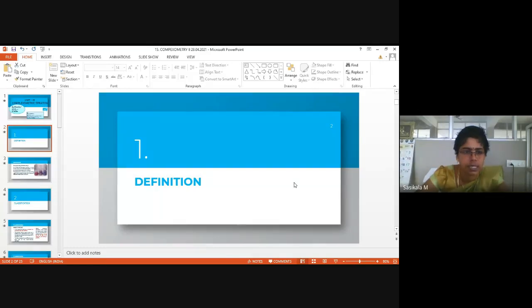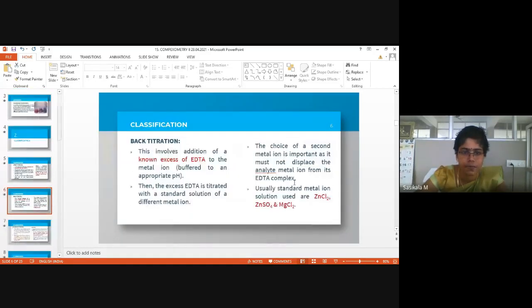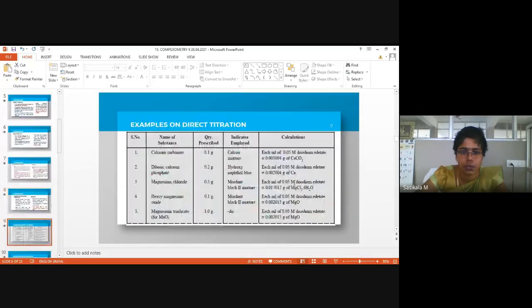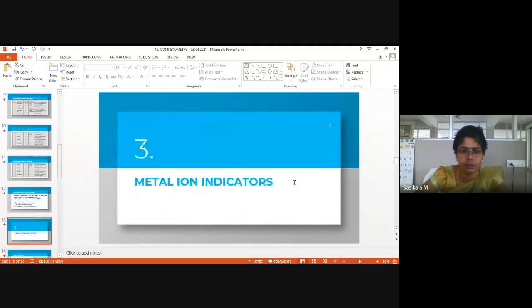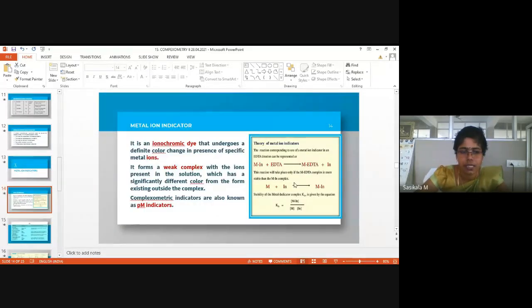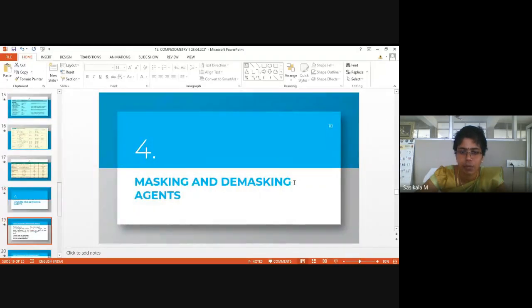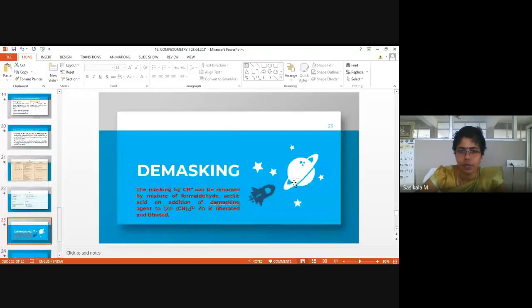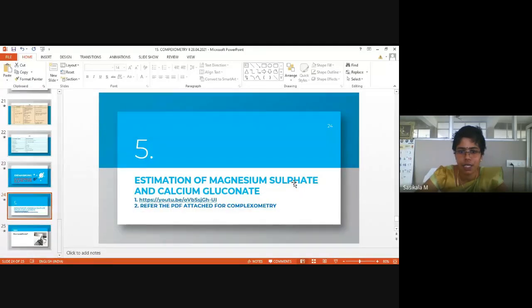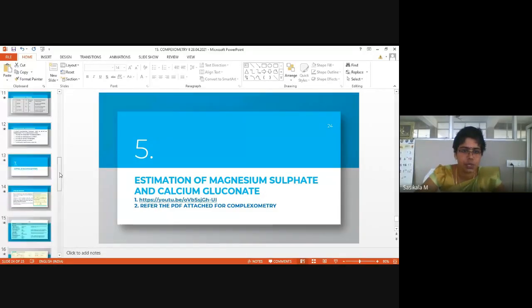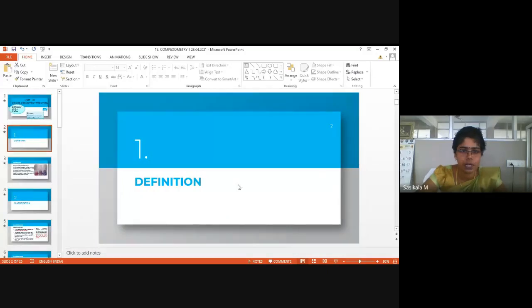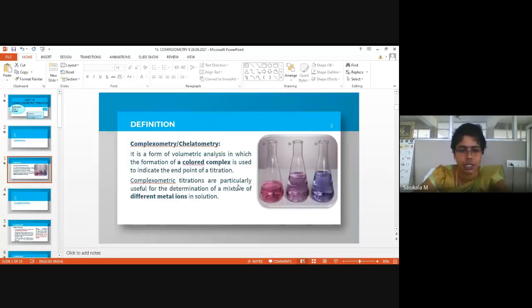The first one is definition, the second one is classification, and the third part we are going to see is about metal ion indicators. Fourth, masking and demasking agents, and the fifth one, estimation of magnesium sulfate and calcium gluconate. These 5 parts we are going to discuss today. So let's move on to the first part, the definition of complexometric titration.